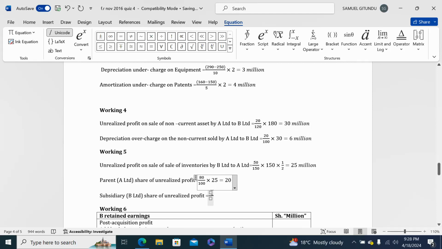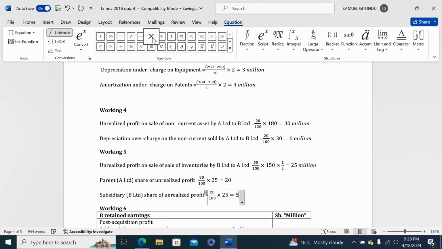Then the subsidiary share is just 20%, 20 out of 100. We multiply by 25, which we are getting, that should be 5 million.